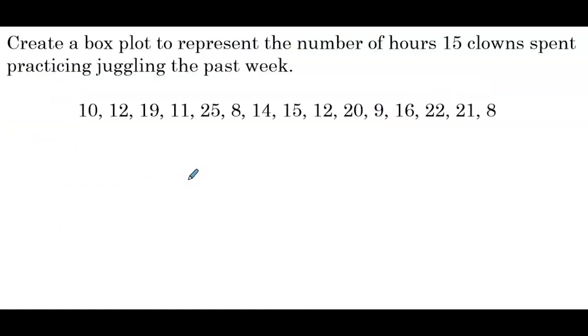Create a box plot to represent the number of hours 15 clowns spent practicing juggling the past week. Right away, looking at the list of numbers, it does not go from least to greatest. So the first thing that we have to do is put this list of numbers in numerical order, from least to greatest. So looking at the numbers, the lowest number I see is 8. So we'll start at 8. And we'll cross out just to make sure we don't miss any. And then there's another 8 at the end.